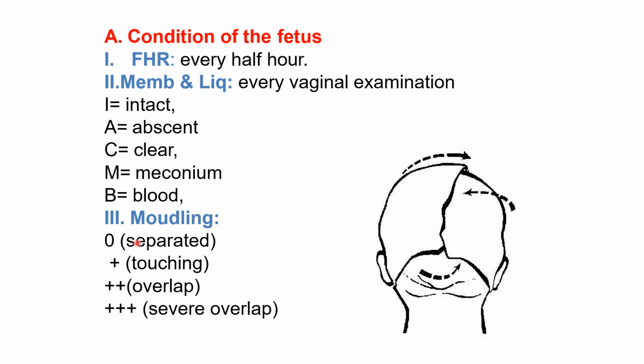And the next column, if you are looking back at the partogram, you can see the next column is for the molding of the fetal head. If the fetal skull bones are separated, if they have not met together, you can mark it as 0. If they are just touching, mark it as plus, that is, in that column you just put 1 plus mark. If the bones are overlapped, put 2 plus marks in the same single column. And if it is severely overlapped, you are supposed to put 3 plus marks in the column.